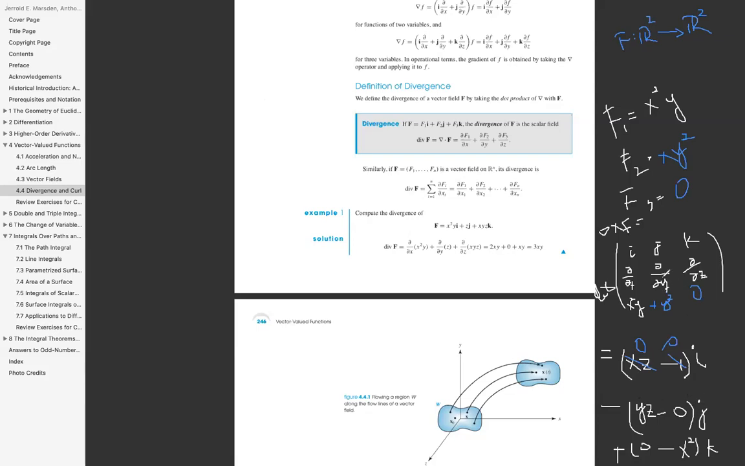For the j component, partial x of 0 is also 0, and partial z of x squared y, there's no z, so that's also 0. So there's no component in the j direction as well. Finally, for k, partial x of xy squared is y squared, and partial y of x squared y is x squared. So it does have something in the k component.